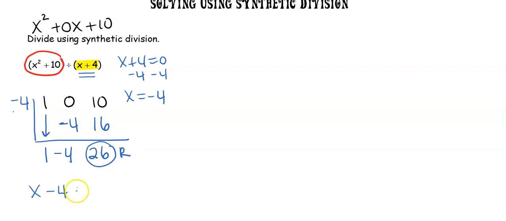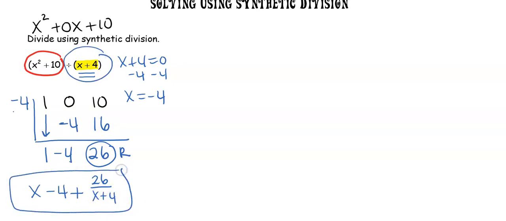When you write your remainder, we do plus. You take your remainder and you put it over your divisor. So when I divided my polynomials, that is what I am left with. X minus 4 plus 26 all over x plus 4.